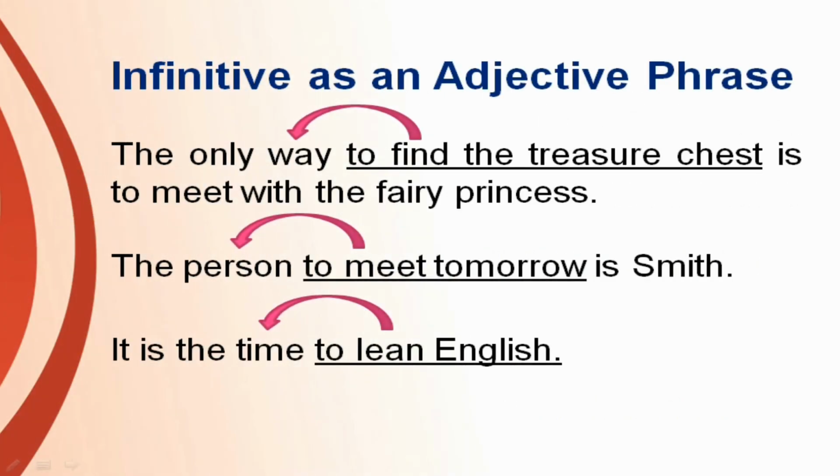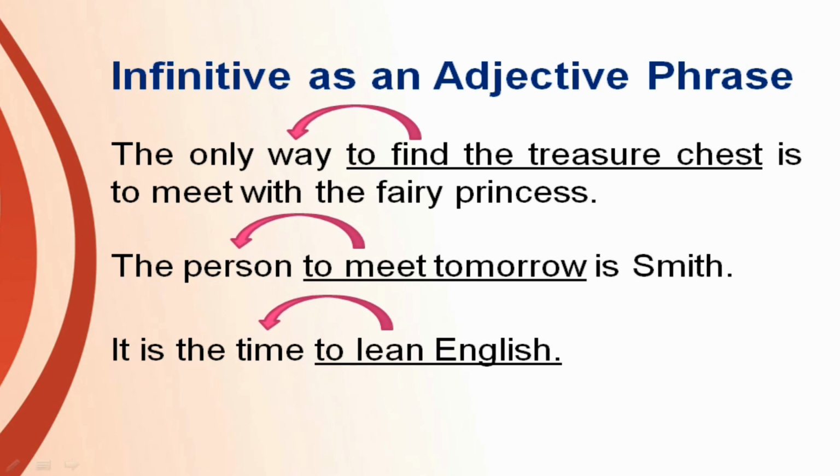Now let's see infinitive phrase functioning as an adjective phrase. Let's have some examples. The only way to find the treasure chest is to meet with the fairy princess. Here, to find the treasure chest is an infinitive phrase, and it functions as an adjective because it tells something about the way. That's why I call it an infinitive phrase functioning as an adjective phrase.